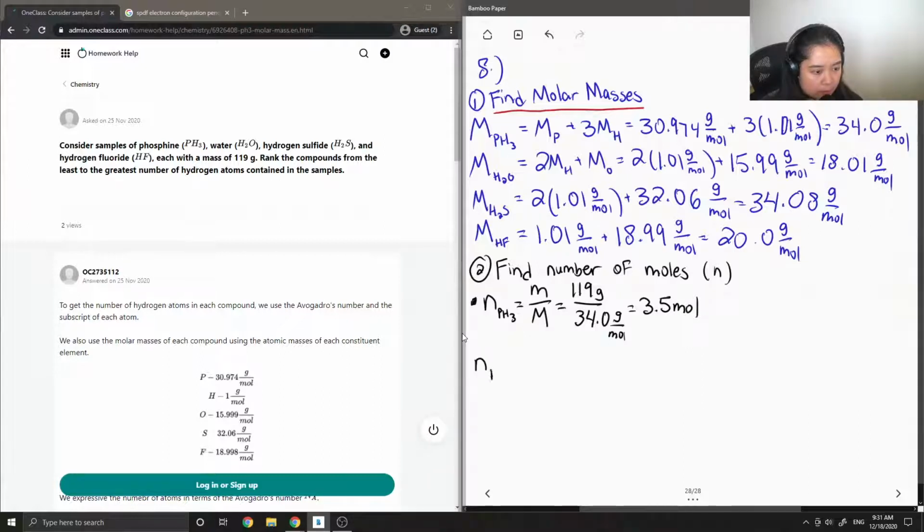Okay, so now let's do the same thing for water. It is 119 grams divided by 18.01 grams per mole, which is equal to 6.6 moles for water.